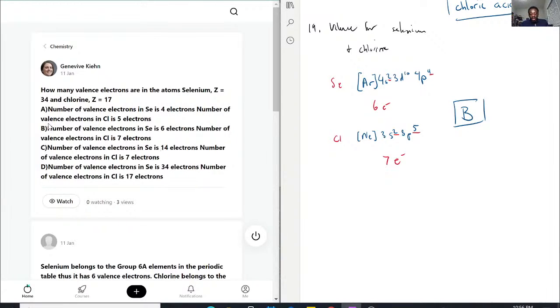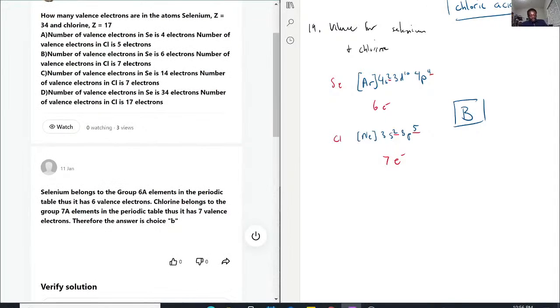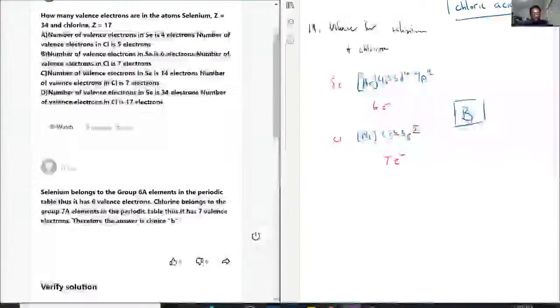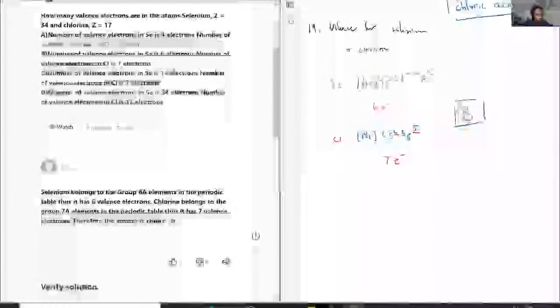So let's see if our colleague agrees. We have selenium belongs to the 6A elements, 6 valence electrons. Chlorine is 7A, 7 valence electrons. Therefore, the answer choice is B. So with that, our colleague agrees with us as well, even with a different method, which is really good.